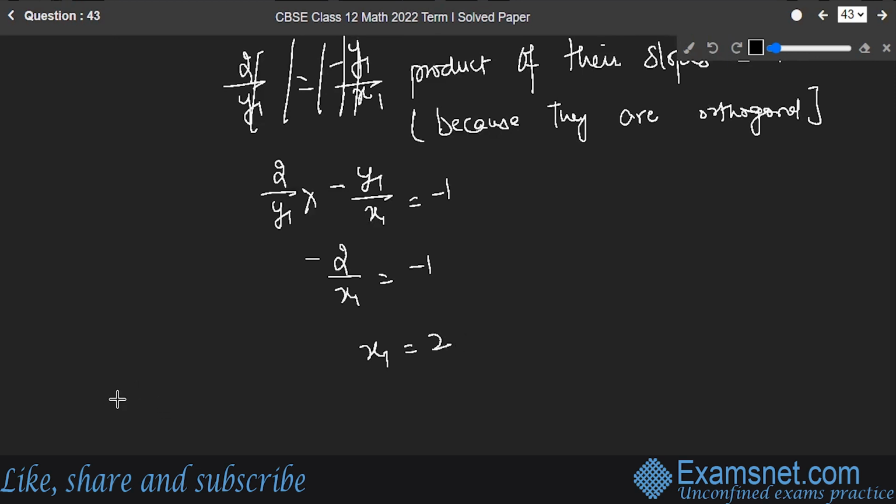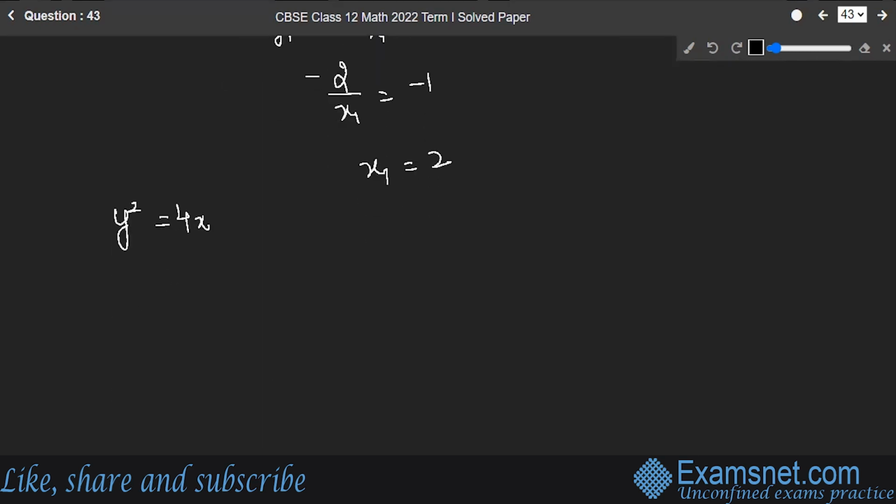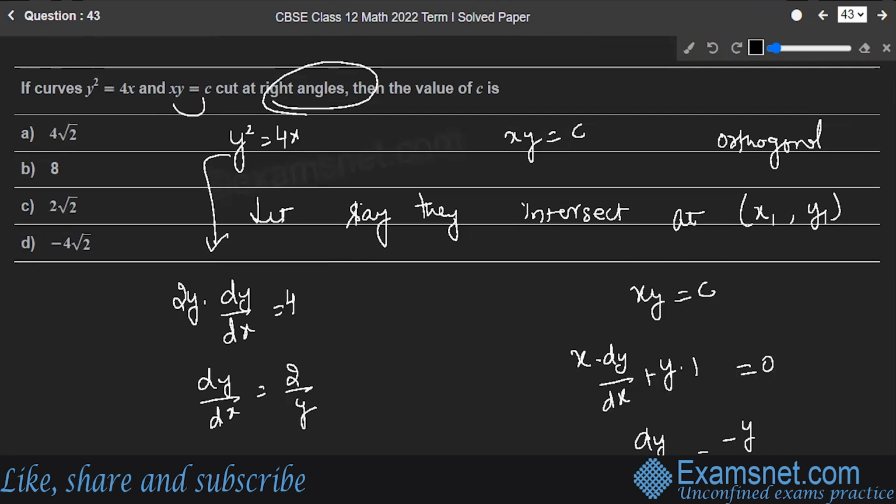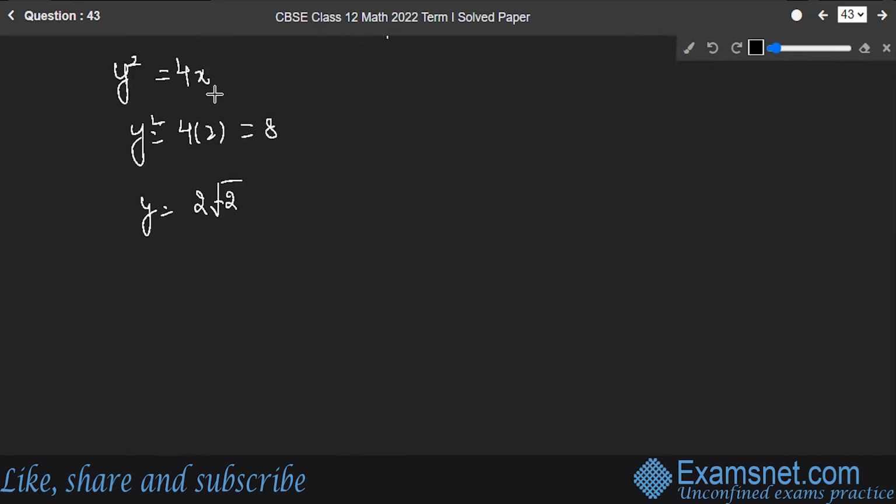If x1 is equal to 2, I'll use the equation y squared is equal to 4x. For x is equal to 2, what will be the value of y? y squared will be 8, or y will be equal to 2 under the root 2. Okay. Now let's put the value of x1 and y1 in the other equation as well. You had this xy is equal to c. You have to find out the value of c. So x1 came out to be 2. y came out to be 2 root 2.